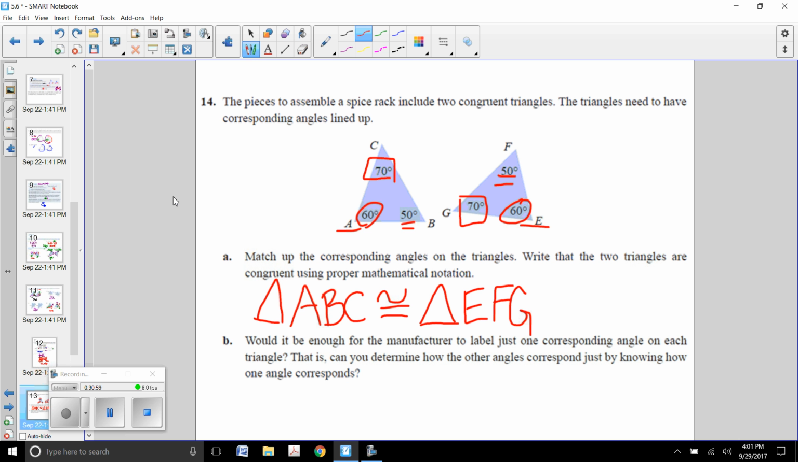Would it be enough for the manufacturer to label just one corresponding angle on each triangle? That is, can you determine how the other angles correspond just by knowing one angle corresponding? And the answer is no, because what if you accidentally flipped one triangle over? Then it would switch which angles get paired up. Just like in this picture, it looks like A should be paired to G, just if we look at locations, but it's not.